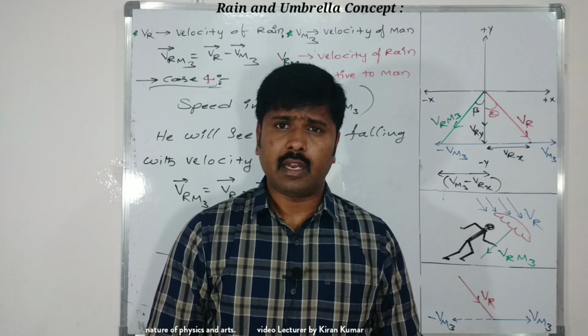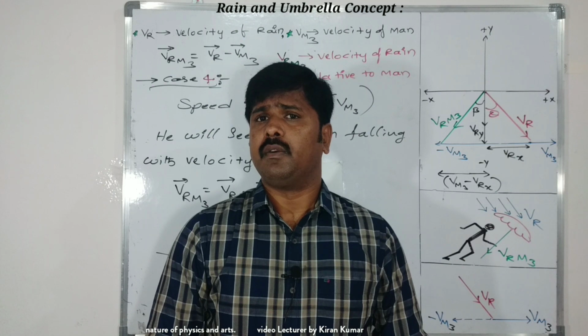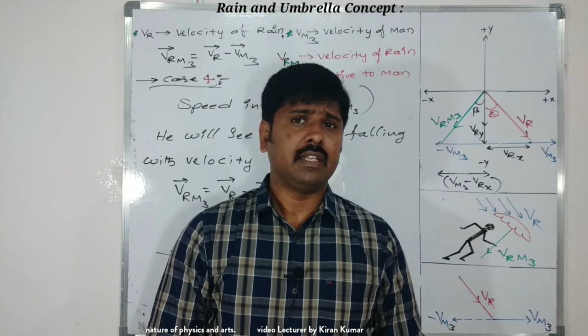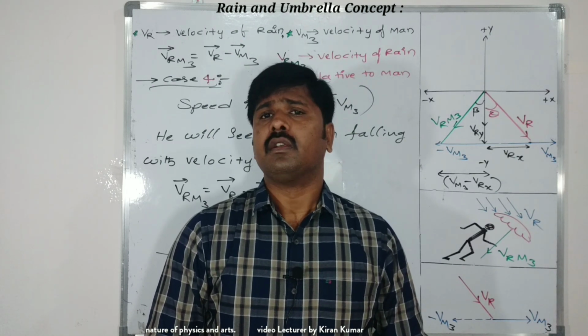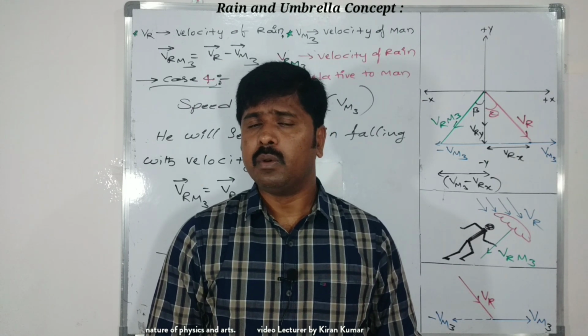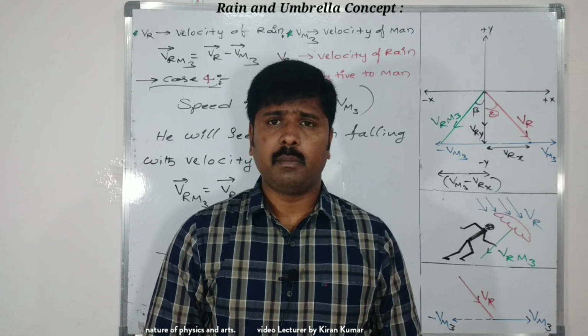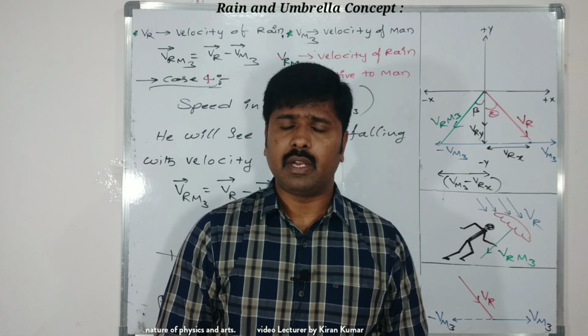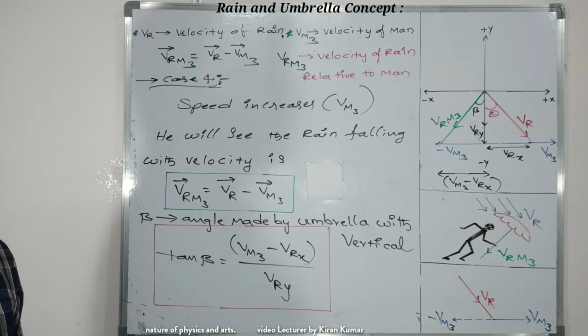In rain-umbrella problems, the major mistake students make is based on the direction only. So try to understand the direction. Different kinds of numericals we can do there. You can understand the remaining applications also clearly, step by step.